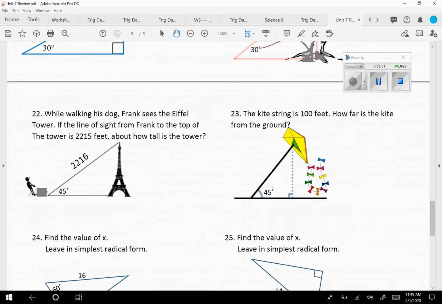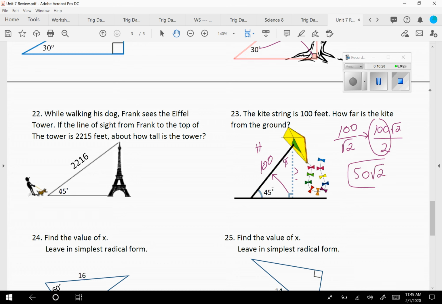All right, 23. The kite string is 100 feet. Okay, this is the string. It's 100 feet. How far is the kite from the ground? Okay, y'all, this is a 45, 45, 90. They tell us the hypotenuse here because it's across from that right angle. So whenever you have the hypotenuse and you need to get the leg, you divide by square root 2. And you got the square root 2 in the bottom, rewrite it up top. You can put a 2 down below. Check to see, can you divide 100 by 2? Yes. So it's 50 square root 2. There you go.